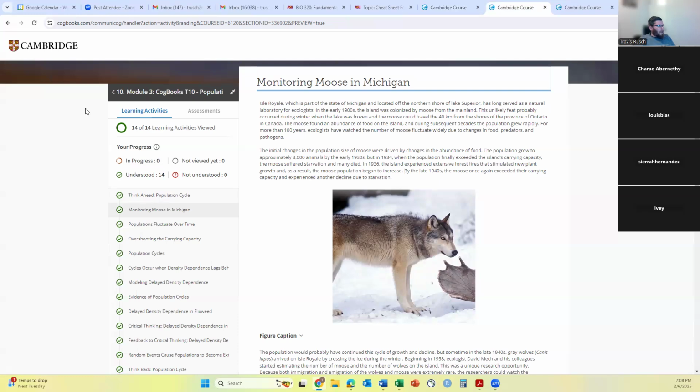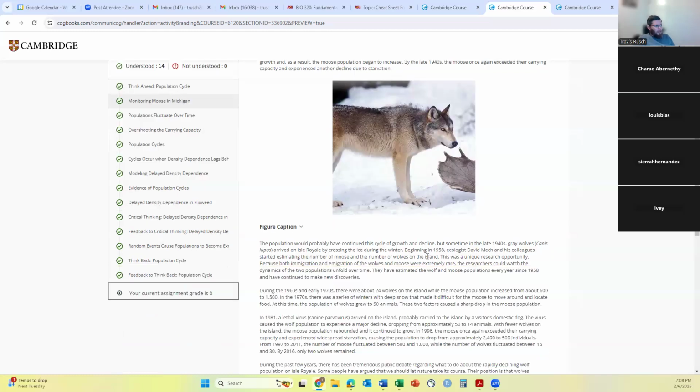So this one is about population cycles. In this first one, they talked about a real life example about moose as prey and wolves as predators. They've done some observations on this island in Michigan called Isle Royale. It's actually pretty interesting because the moose and the wolves are more or less locked on this island during the warm season. And when winter comes, the water freezes over and the moose and wolves can immigrate and emigrate on and off the island. The wolves are the predators and the moose are the prey.